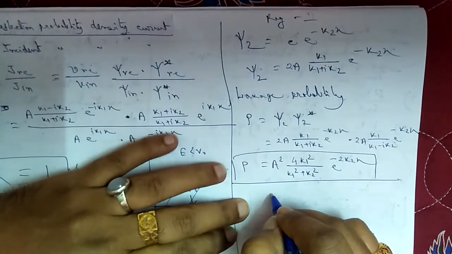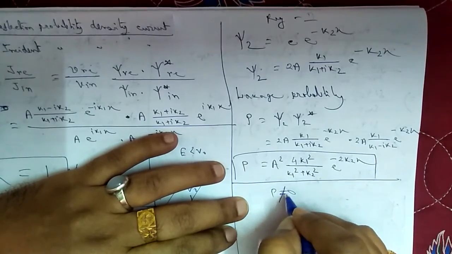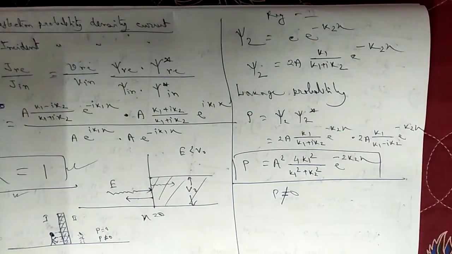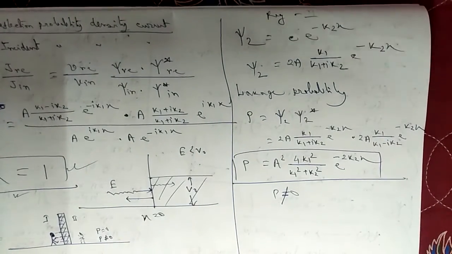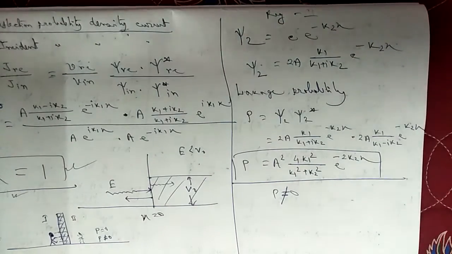But you are not getting P equals 0. You are not getting it. Actually you are getting P not equal to 0. That is, there is a finite probability that the wave function will travel in the classically forbidden region, or classically restricted region.